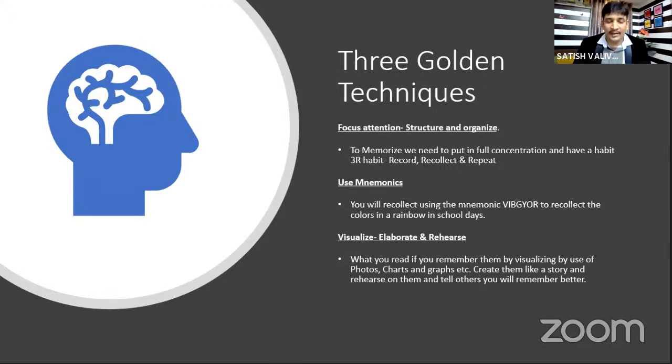So for the 3 golden techniques, Arun sir, you should make 3 different slides. First technique in the first slide, second in the second, third in the third, right? And on the slide you will type only: focus, attention, structure, and organize. The remaining you will talk. On the second slide, you type: use mnemonics, and the rest you will talk. On the third slide, you write: visualize, elaborate, and rehearse. The remaining you will talk. I'm making it clear to everyone, friends. Type clear, please.